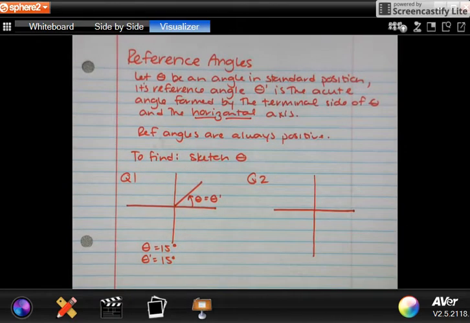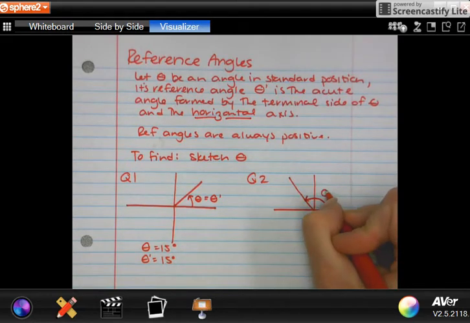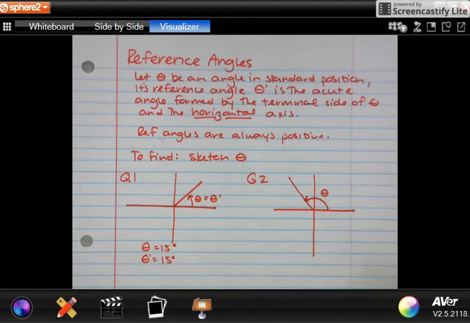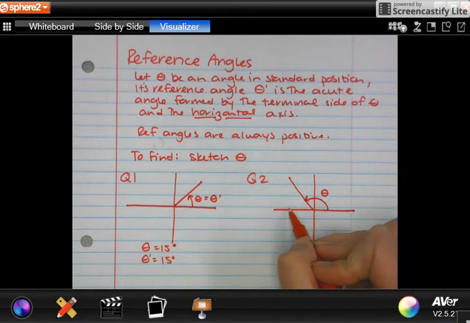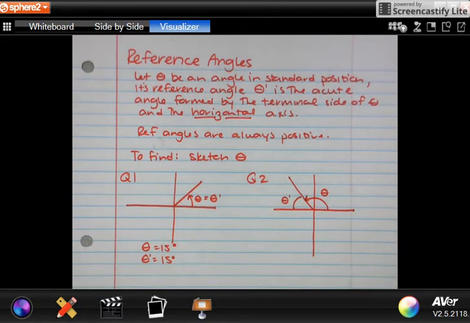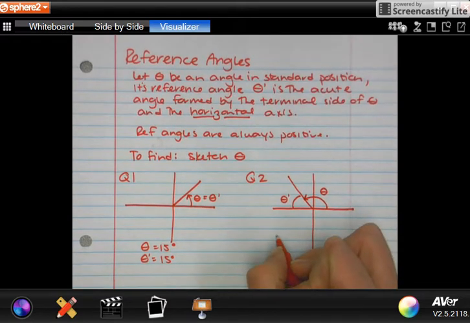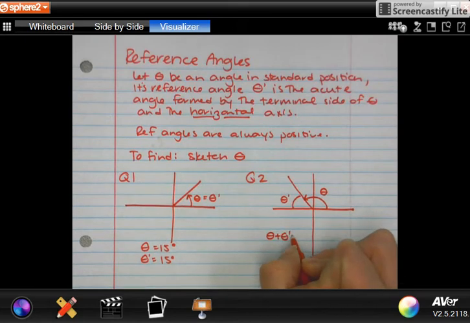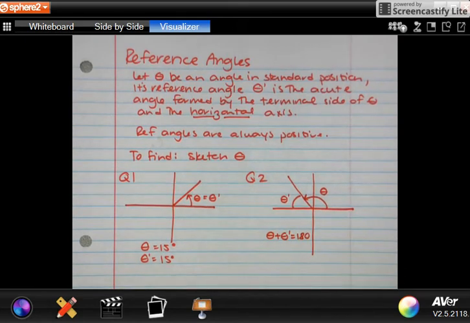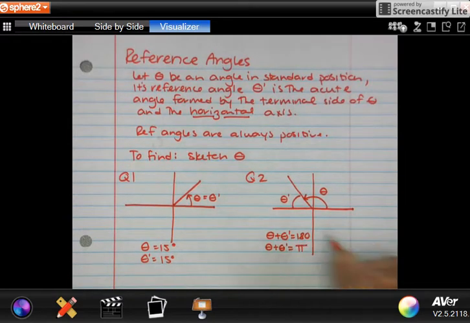If we're in quadrant 2, let's draw theta as an angle in quadrant 2. Theta prime, its reference angle, is formed by the terminal side and the horizontal axis. So right now, theta prime would be right there. As I look at this picture, I can see that theta plus theta prime should be equal to 180. They form a straight line. So theta plus theta prime should be equal to 180 degrees, or if we're in radians, theta plus theta prime is equal to pi.